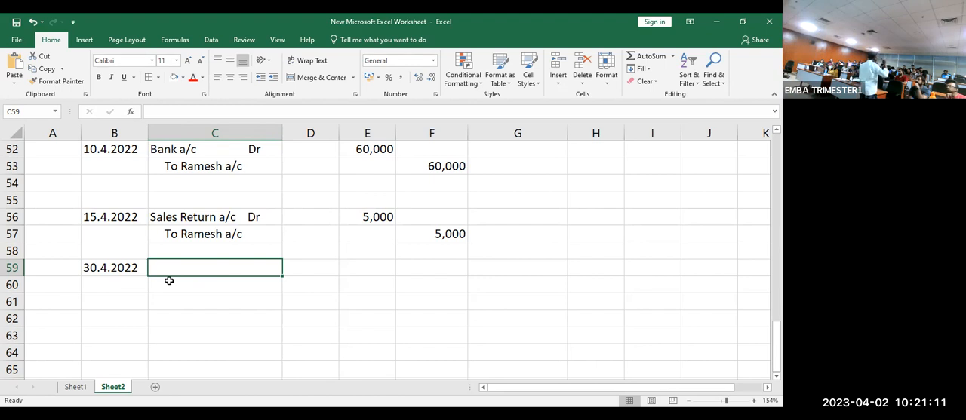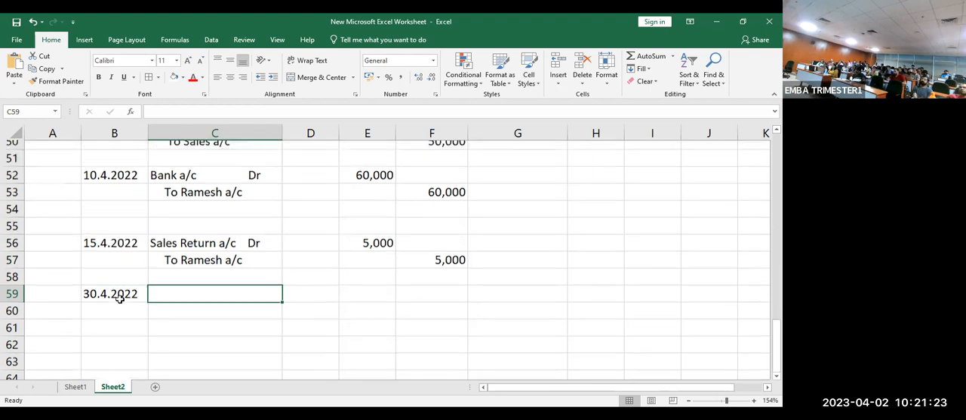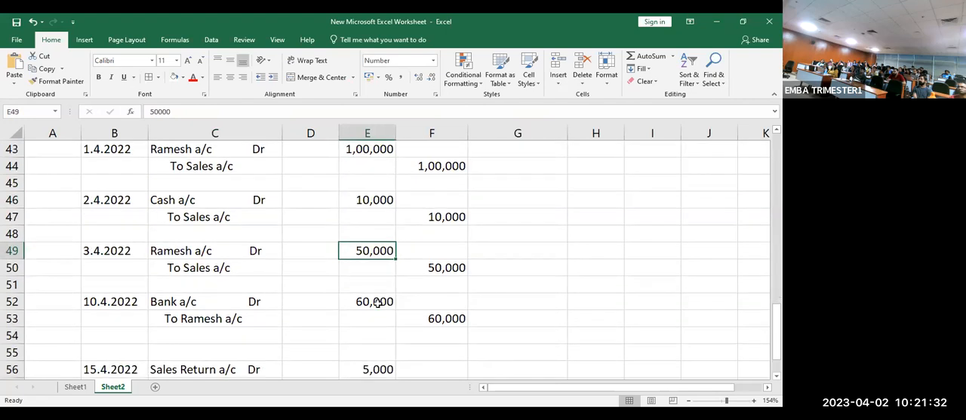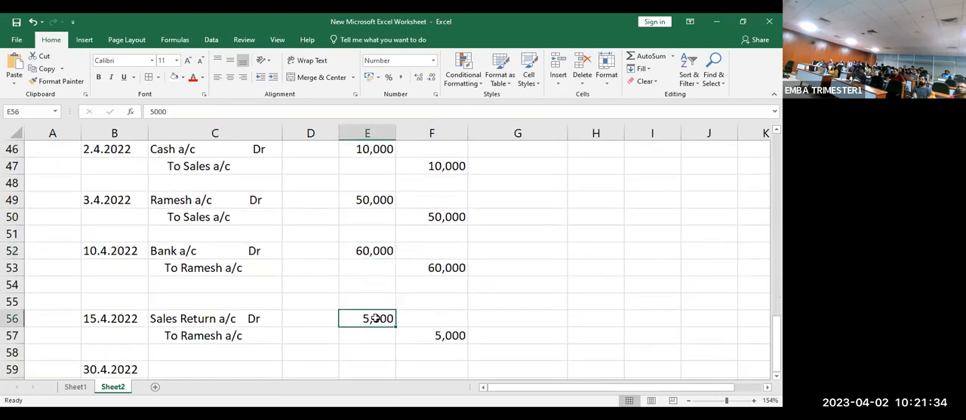Totally we sold goods for 1 lakh rupees on credit. And again, we have sold goods for 60,000 rupees. That is 10,000 cash, 50,000 on credit. So he has to pay actually 1,50,000 to us. From that, he already paid 60,000. Now he is returning back 5,000 rupees of goods. He cannot demand cash from us because he only should pay to us.